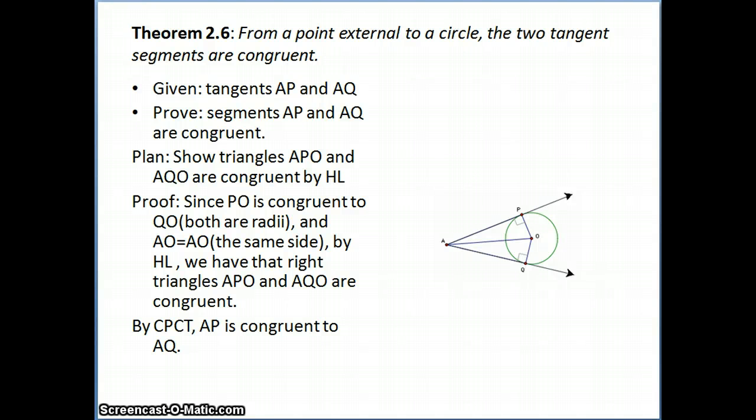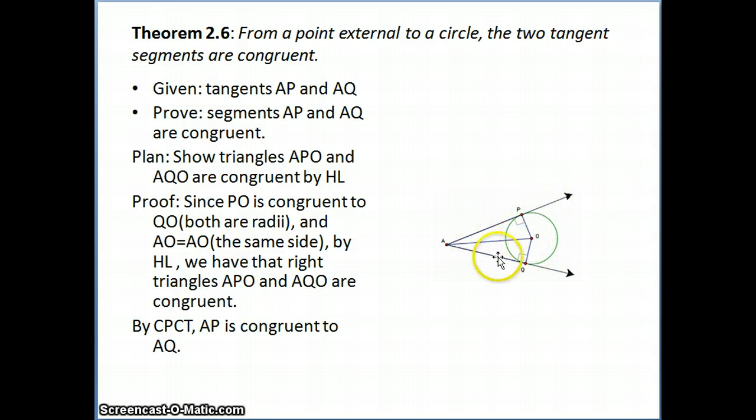Theorem 2.6: from a point external to a circle, the two tangent segments are congruent. This is a circle O, and there are two tangent segments from this point A outside of the circle. So basically we have a circle first, and a point outside the circle, and we can draw two tangents to the circle, and we want to prove that these two tangents AP and AQ are congruent.